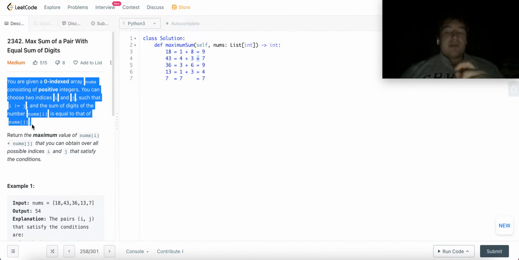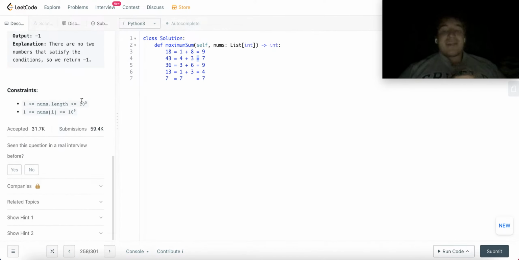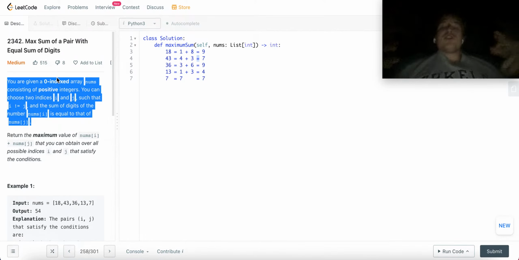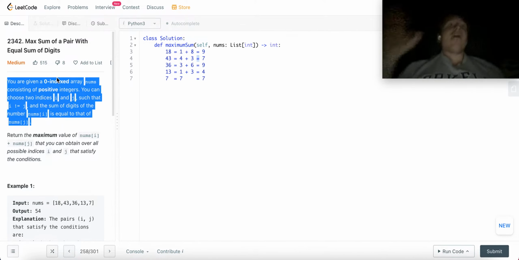But that's going to be n squared time, and for nums length 10 to the 5, that's 10 to the 5 times 10 to the 5, 10 to the 10. That's going to be far too slow, right? We're going to get a time limit exceeded error. So instead we don't have to look at all pairs. We can easily filter out the pairs that aren't going to work without looking at all pairs together.